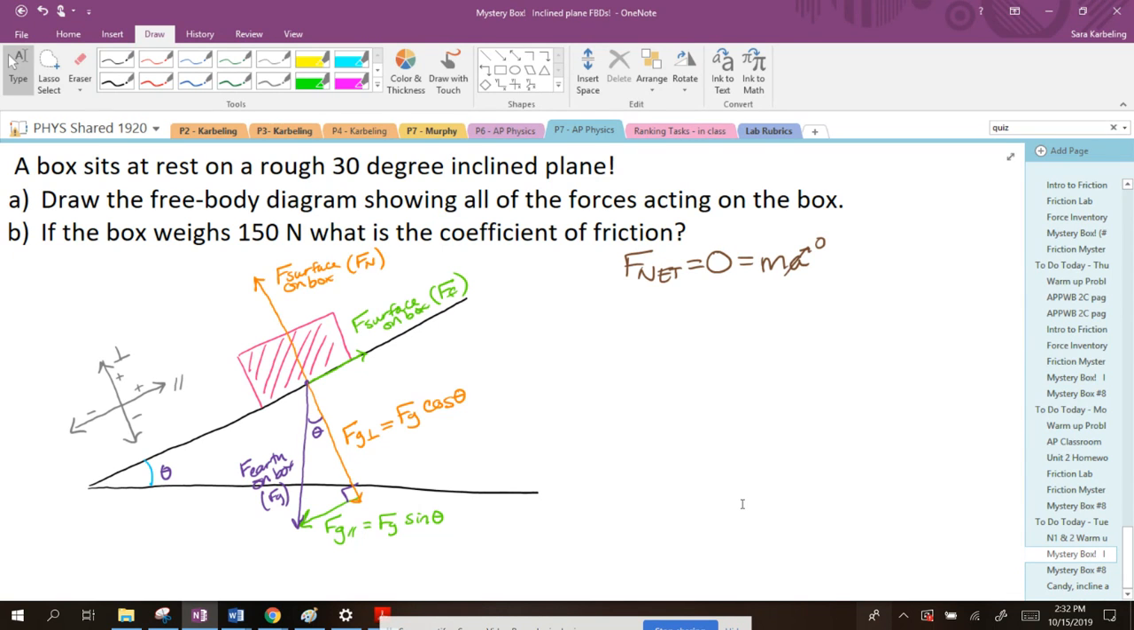So a friendly reminder that we have a box that sits at rest on a rough 30-degree inclined plane. It says draw the free body diagram showing all of the forces acting on the box. And then there's some math to do. So we'll do that in a minute, some physics and math.